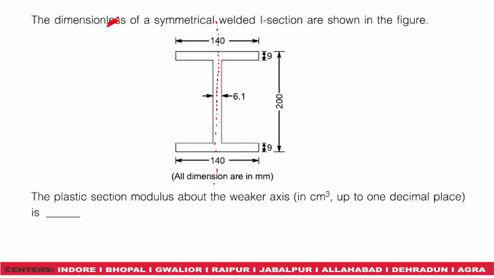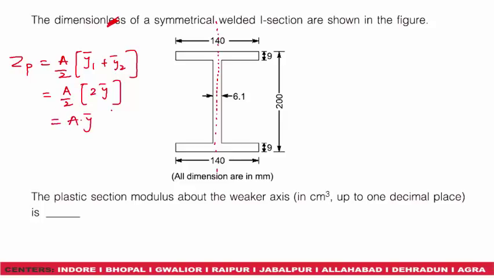Now plastic section modulus is given by Zp equal to A by 2 into y1 bar plus y2 bar. Now since this is a symmetrical section, y1 bar, that is centroid of left area, will be equal to y2 bar, that is centroid of right area. So we can write it as A by 2 into 2 into y bar. So it is nothing but simply A into y bar. So we have to calculate two things: total cross sectional area of I section and the centroid of this half section.